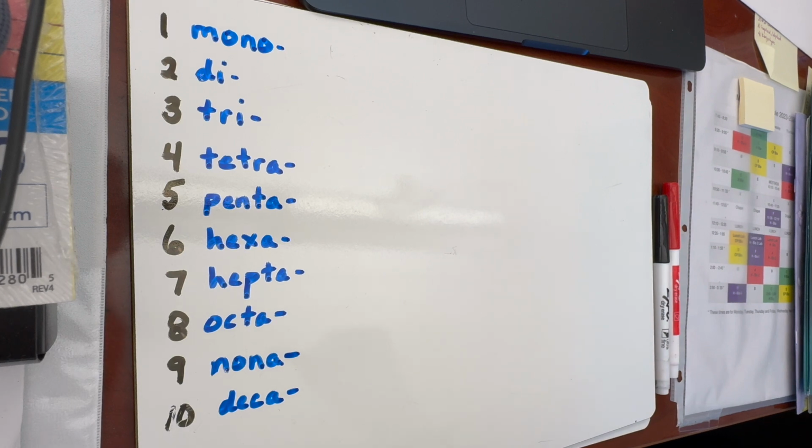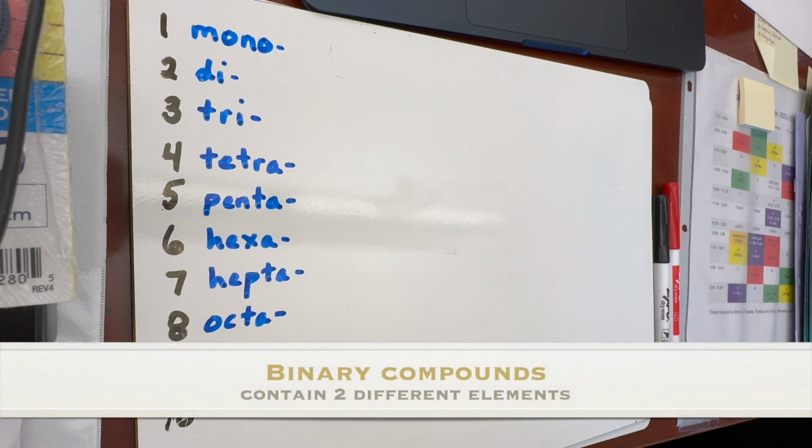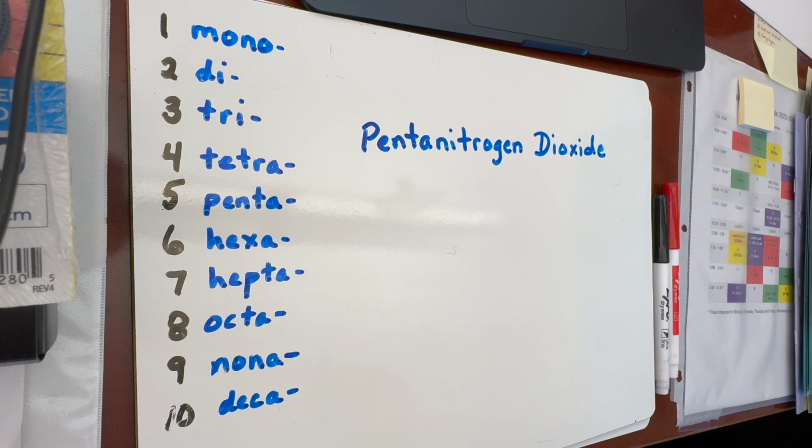In this video, I am going to explain how to name covalently bonded compounds. In other words, molecules. We use prefixes to indicate how many of each atom are in the molecule. These may not be real molecules. We're just making up examples to use for this.